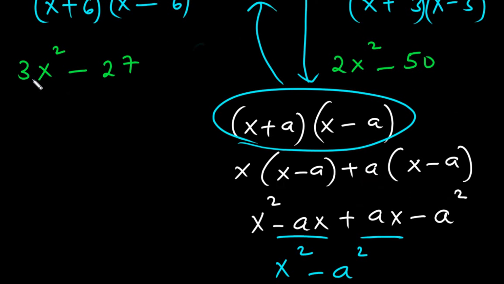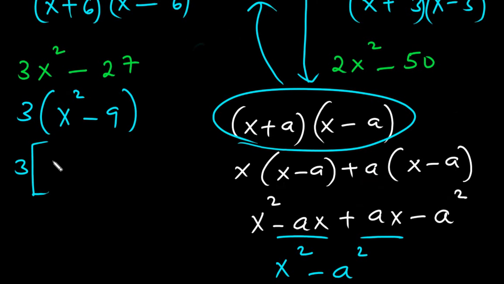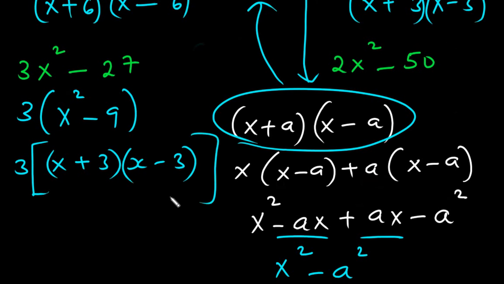Now, when you look at this one, you see that 3 is common to each one of them. So we can factor out 3 so that we are left with x squared minus 9. You can see that x squared minus 9 is a difference of two squares. That means you're going to have 3 and then a larger bracket, and this one is going to be x plus 3 and x minus 3, that way.